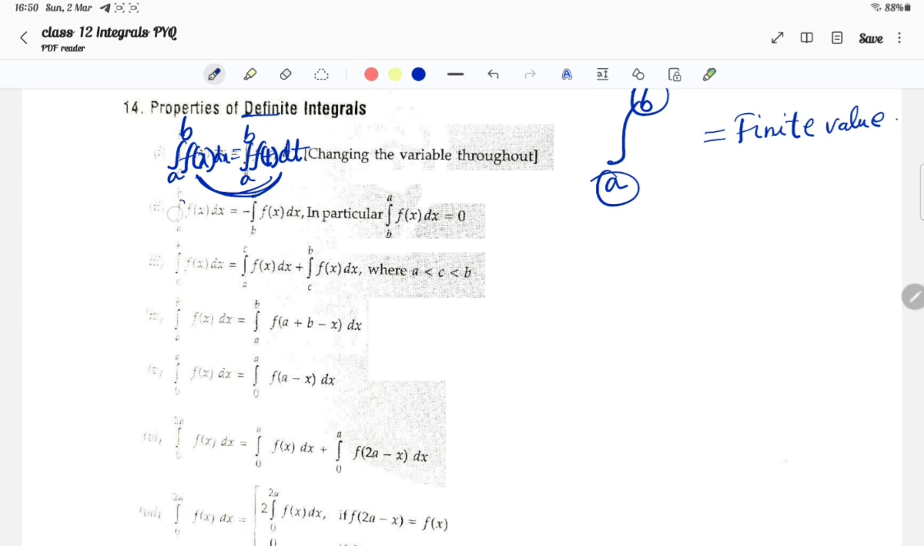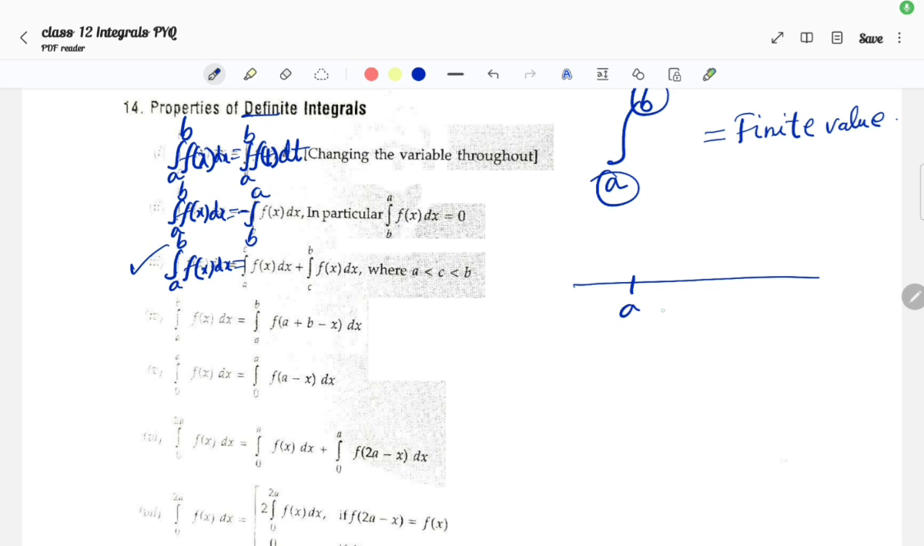Okay. Then integration, and you are changing the limits, outside of the integration a minus sign will come. Then the most important property, the third one, is integral from a to b of f(x) dx. If the limit is a to b, you can make a partition in the limit, like the domain is a to b and c is any point between a and b, you can make the partition from a to c and c to b like this.